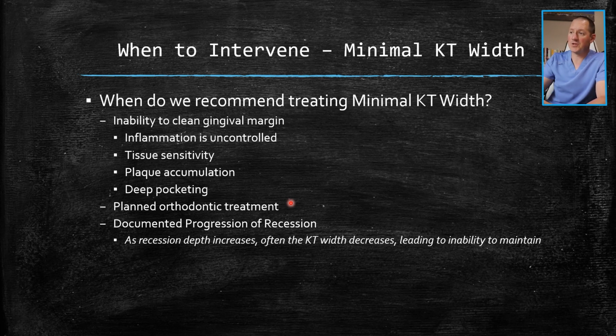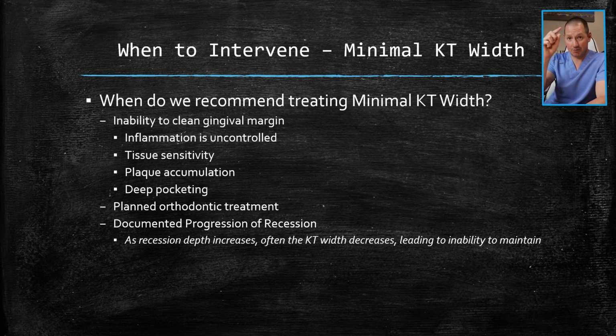And finally, you'll notice here at the bottom, documented progression of recession. Same thing as with recession, right? We talked about this being one of the reasons why I would recommend treating a recession defect. Same thing here. If I've got a patient who has no KT and they've got recession and it's continuing to get worse, that KT is already gone. And there's going to be a high likelihood of not only more recession, but uncontrolled inflammation because that patient just can't keep this area clean.